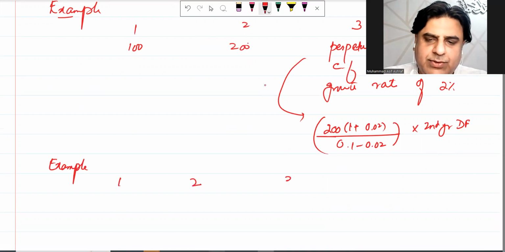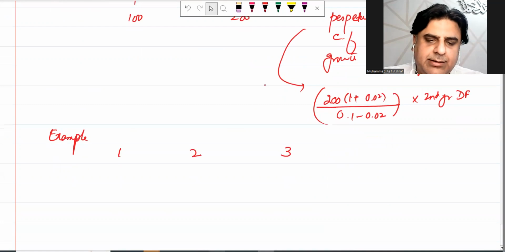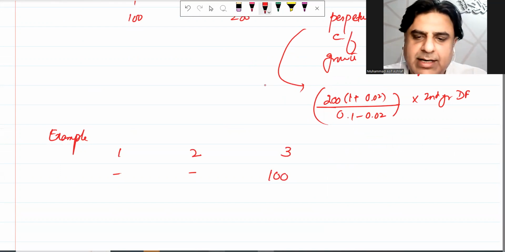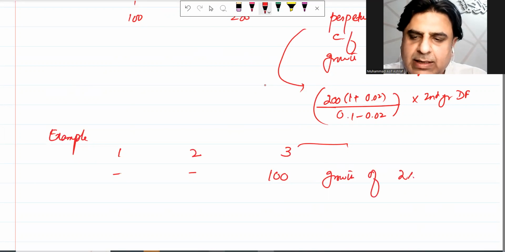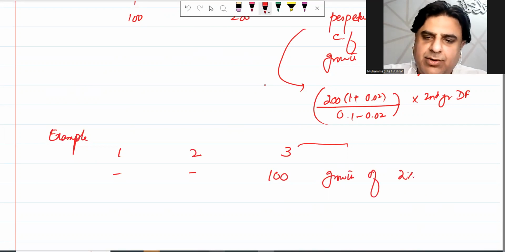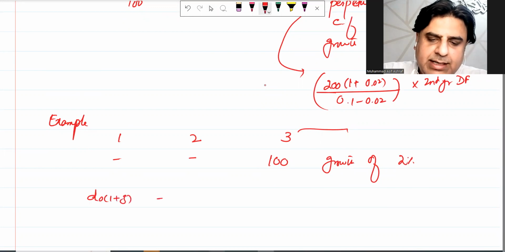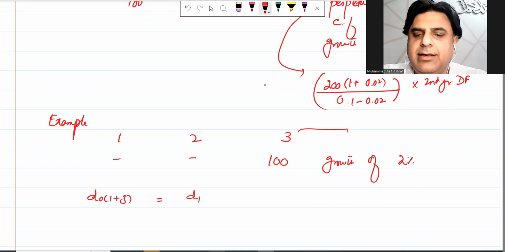Years one, two, three. There are no cash flows and your perpetuity starts from year 3 at an amount of 100. Onwards, there will be growth of 2%. Now here, let's remember one thing. D0 into (1 plus g) is basically D1. This is the cash flow of next year.